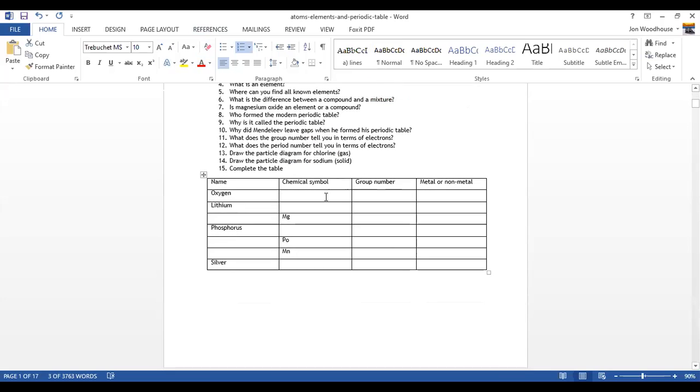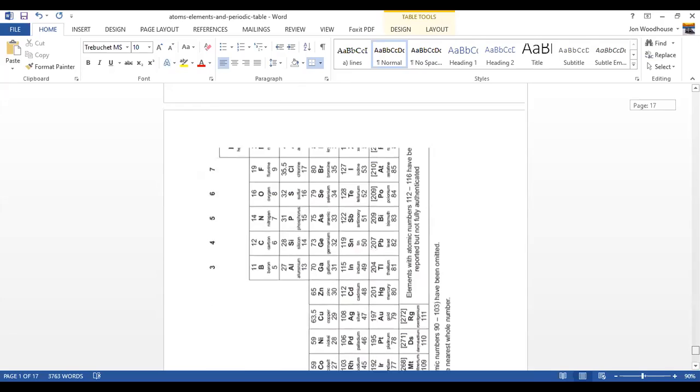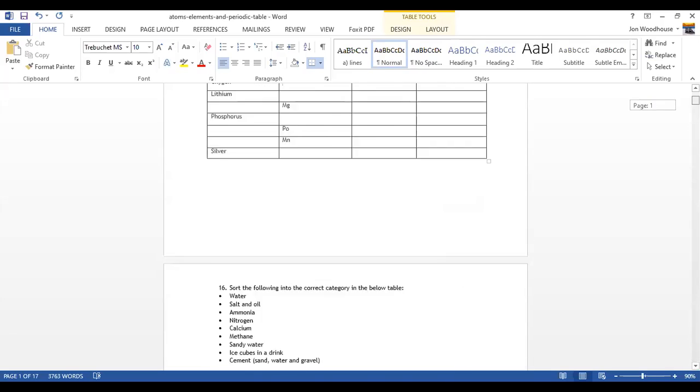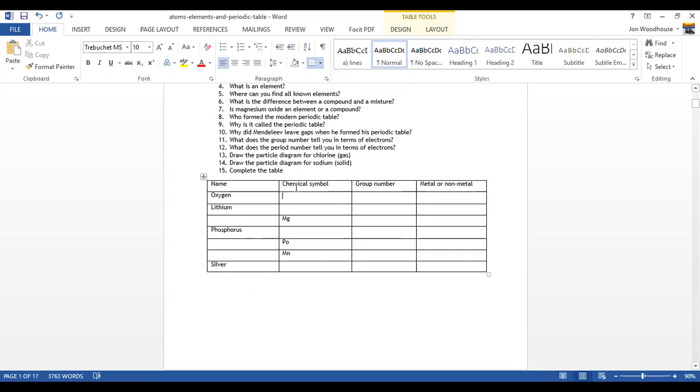Now moving on to the table, you need to find the chemical symbol, the group number, and state whether it's a metal or non-metal. So now you can pull up a periodic table to do this, or you can use the one that's right at the end of here. Okay, so what does it say we need to do? I'll do this first one for you. It says oxygen: chemical symbol, group number, metal or non-metal.